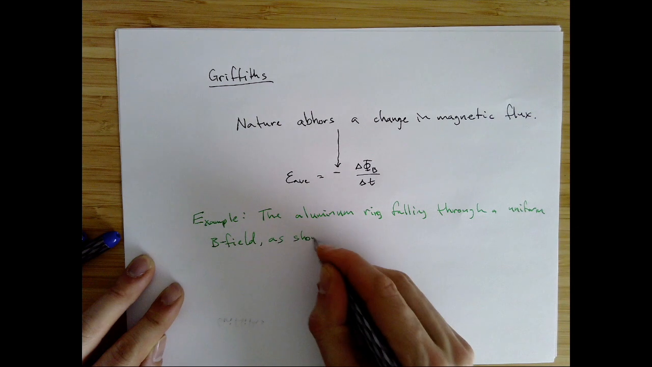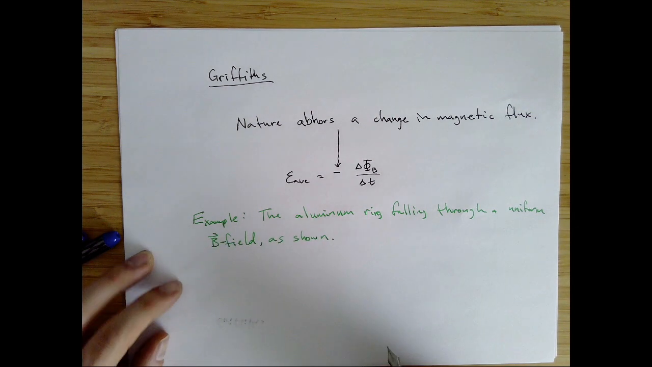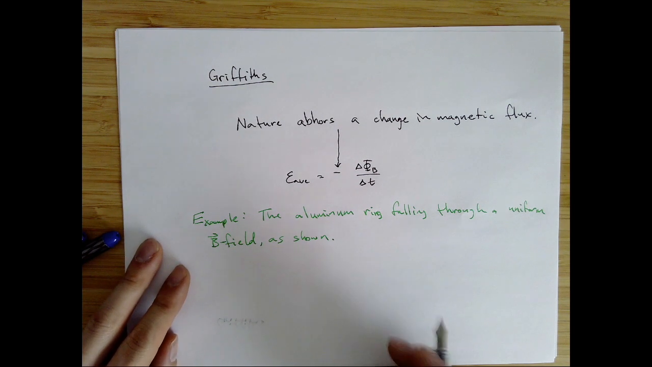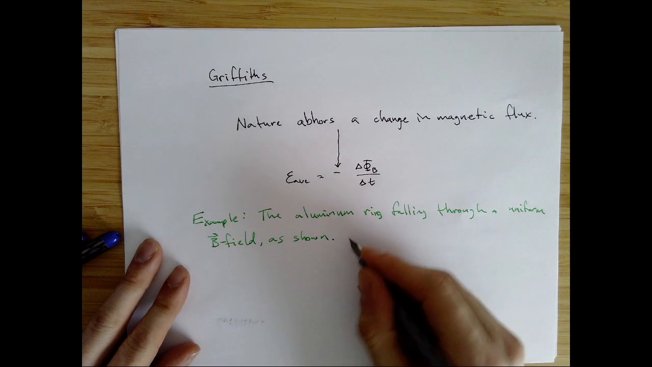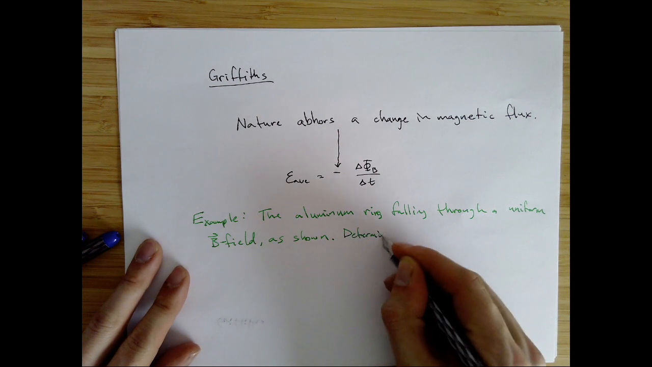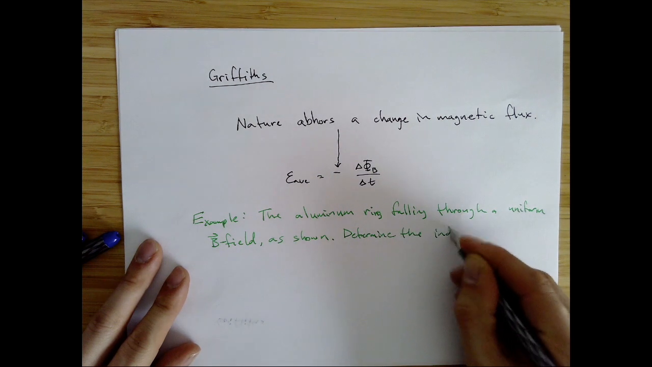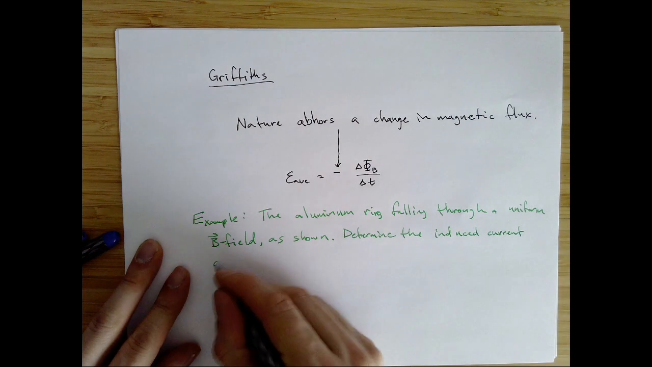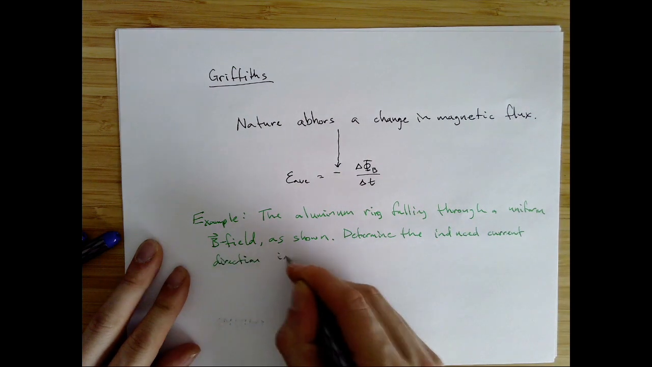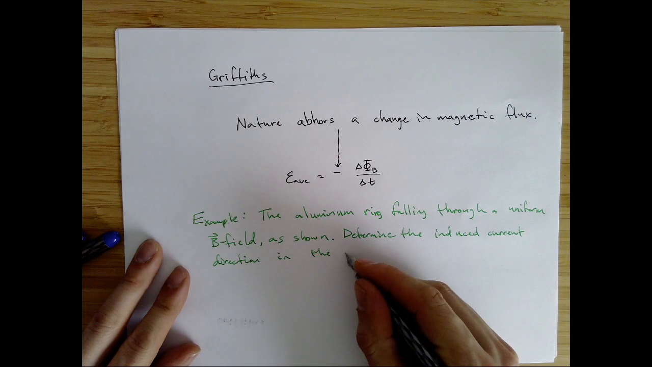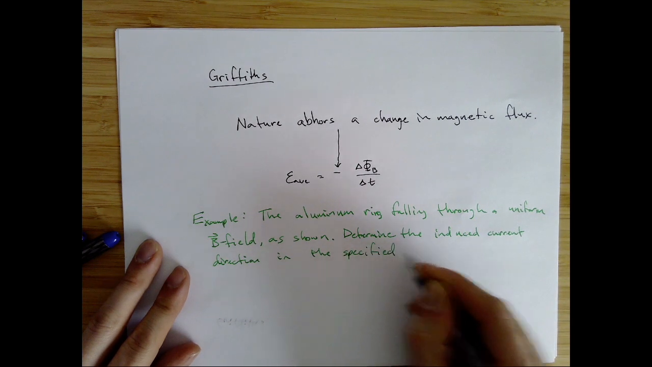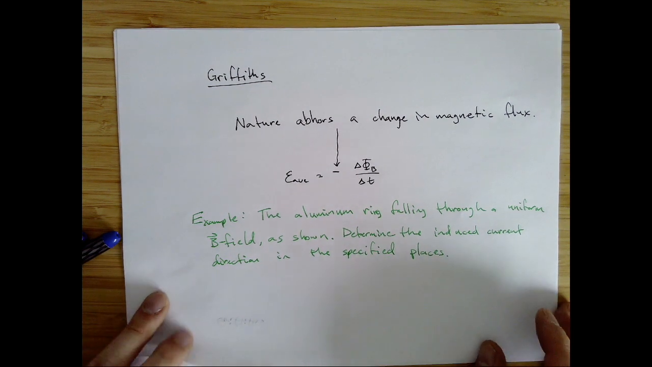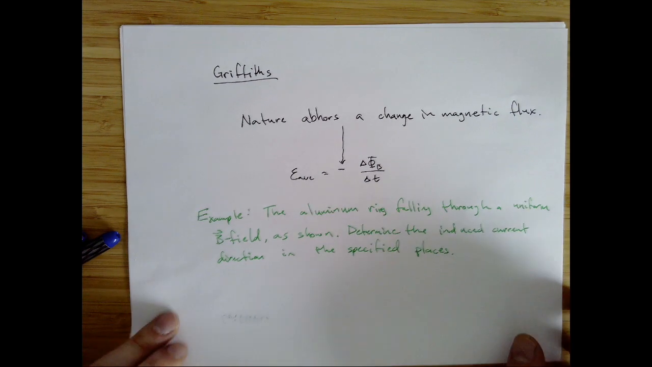This time we're going to determine the direction of the induced current inside the conductor in 3 or 4 different positions. So we're going to say determine the induced current's direction in the specified places. So we'll be relying on a picture again. So I'll show the picture.